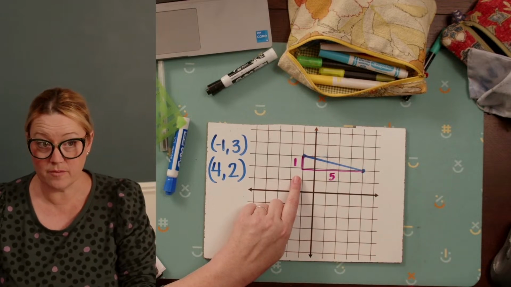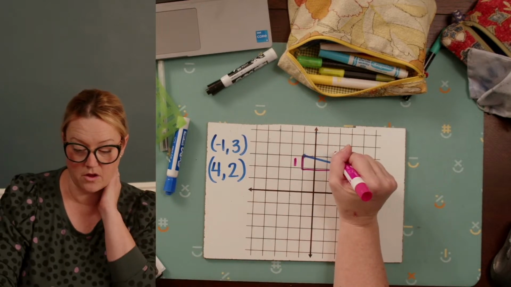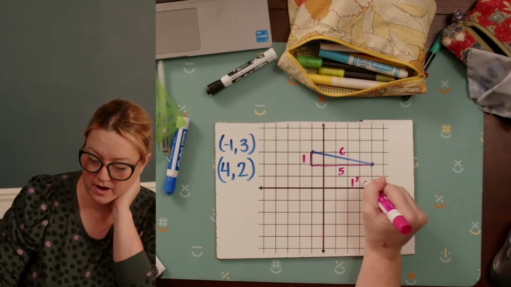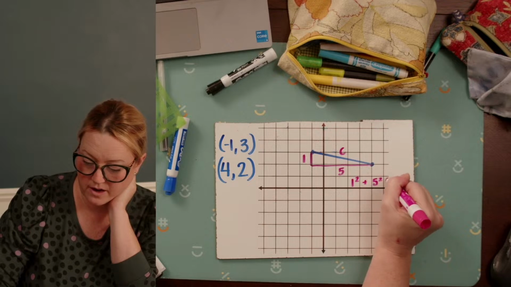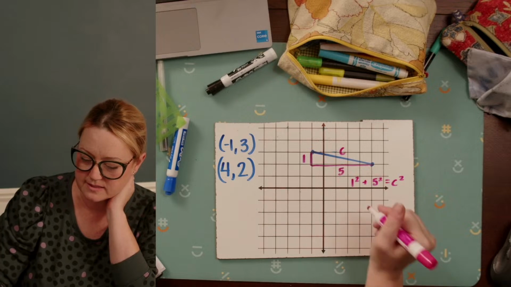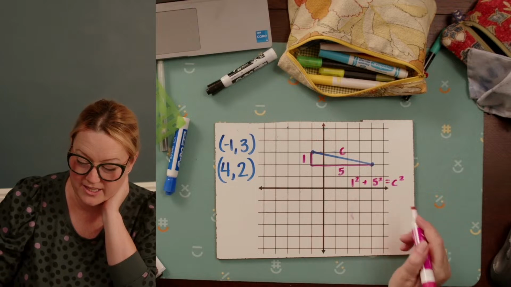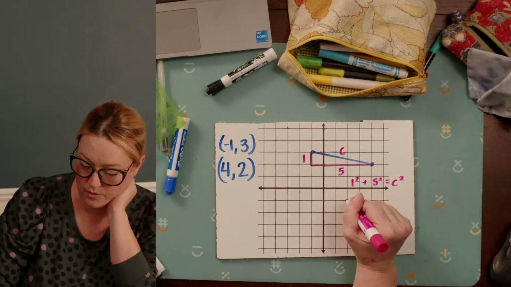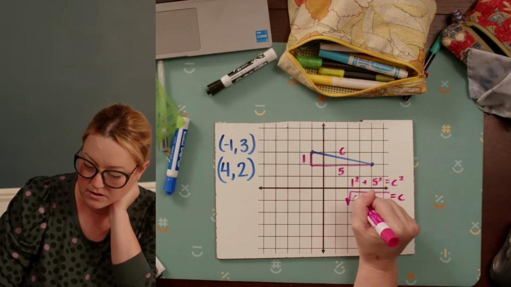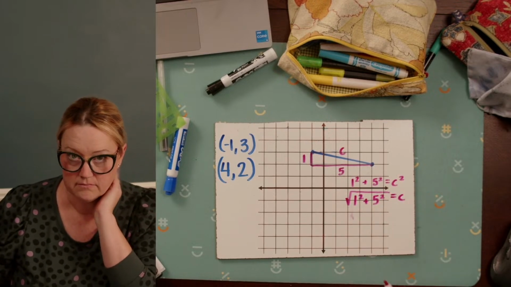So Pythagorean theorem is a squared plus b squared equals c squared. So we'll just call this side c. Okay? So I know that 1 squared plus 5 squared equals c squared. And we'll get to the distance formula in just a second, but I like this. Actually, why don't I just take the square root of both sides now? Because I do know that I'm not looking for c squared. I'm just looking for c, right? So now I've got the square root of 1 squared plus 5 squared. Still with me?